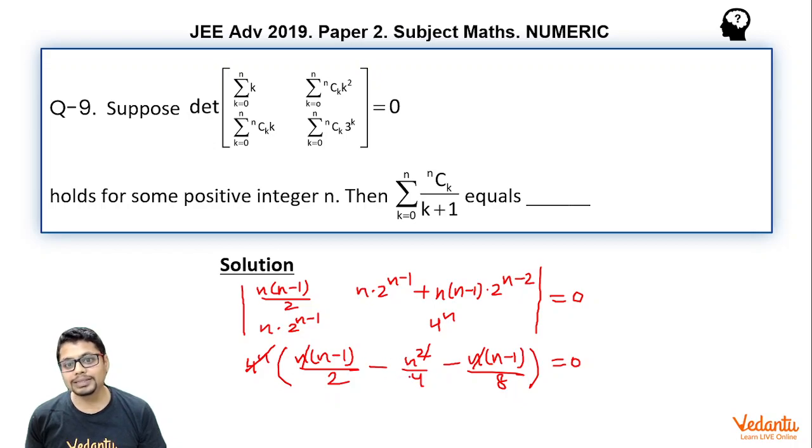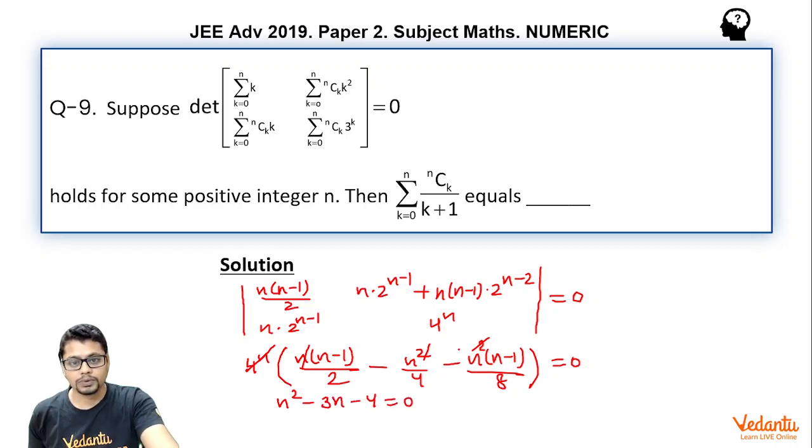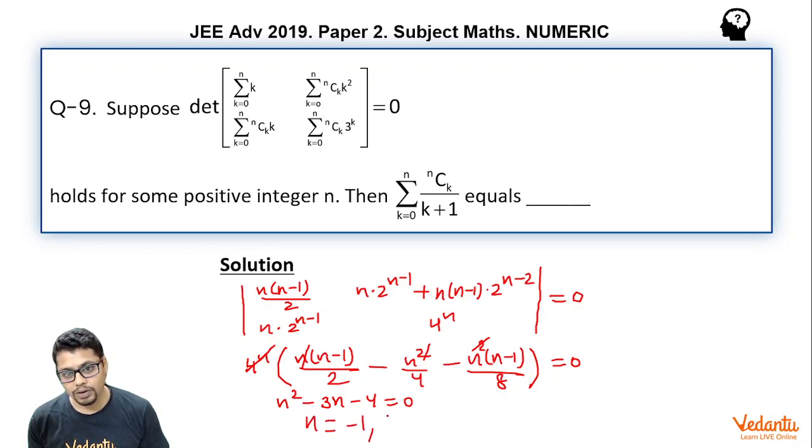So as you take the LCM, you get a quadratic. Actually there would be n square coming here, and when you cancel n, 1n remains. So as I was saying, you would get a quadratic which would be n square minus 3n minus 4 equal to 0. That would mean n is either minus 1 or 4. But you do not take n to be minus 1, because n is supposed to be, of course, some positive integer. So you take n to be 4.